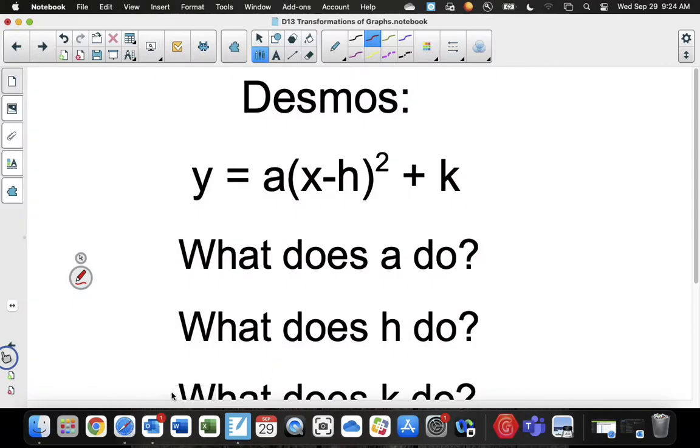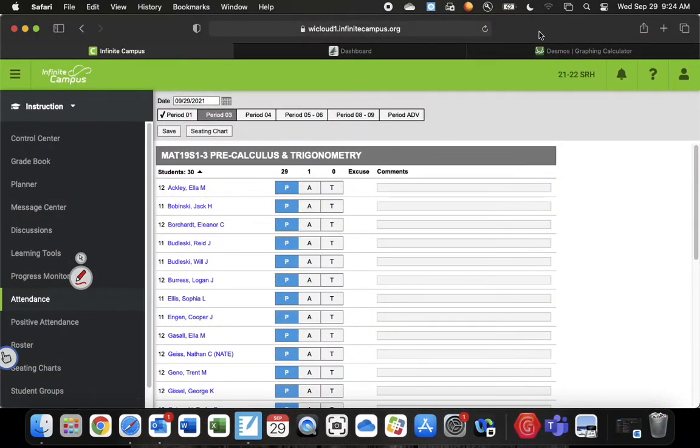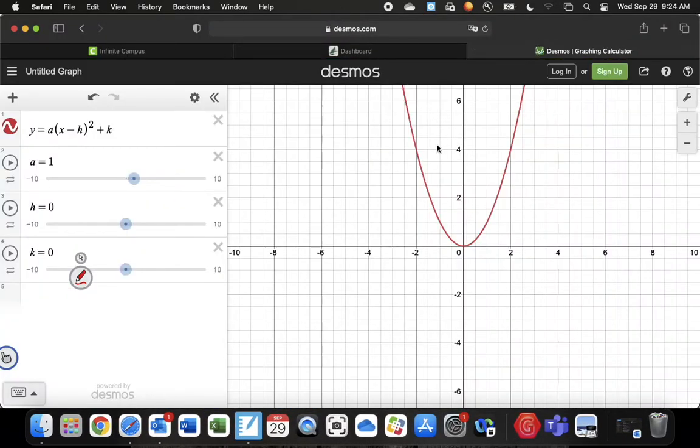I'm going to go to Desmos here for a second and take a look at, so here's your parent function, okay, of quadratics. Here's y equals x squared. And if you just watch, this one you don't have to do anything. Just kind of follow along. What I want you to notice is I'm going to change a, h, and k in this equation. You might recognize that from last year. Okay, it's called vertex form. But what I want you to notice is this.